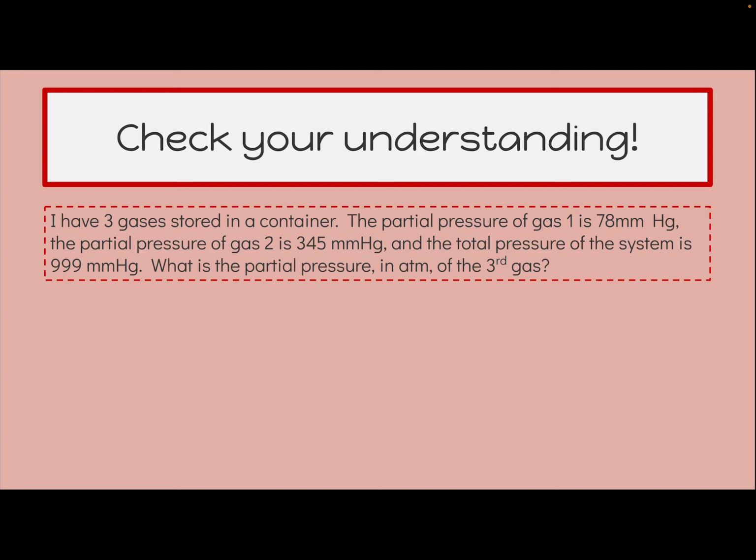And now y'all try. Pause the video and try this for yourself. Okay, let's see how you did. This is your setup. And so when you solve for the partial pressure of gas number 3, you should find it to be 576 millimeters of mercury.